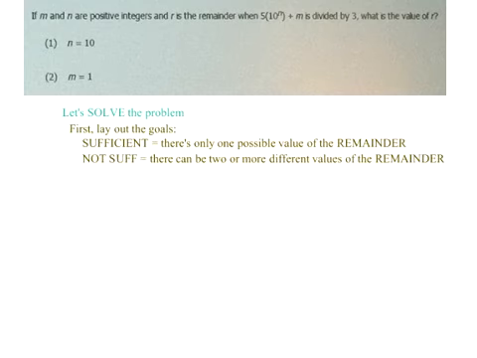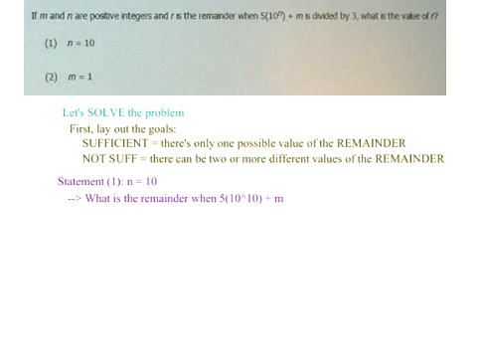So n equals 10. That means that we have 5 times 10 to the 10 plus m. So what is the remainder when 5 times 10 to the 10 plus m is divided by 3?